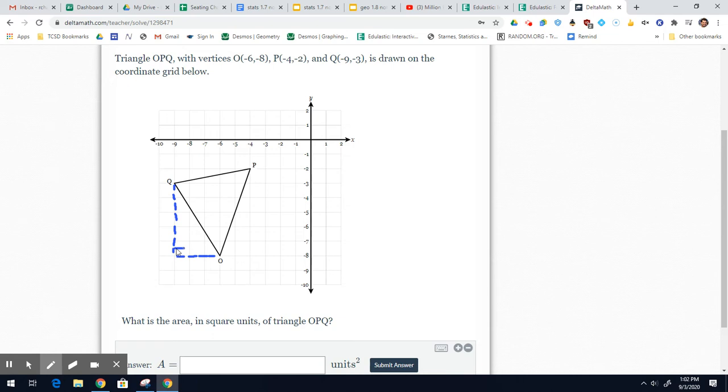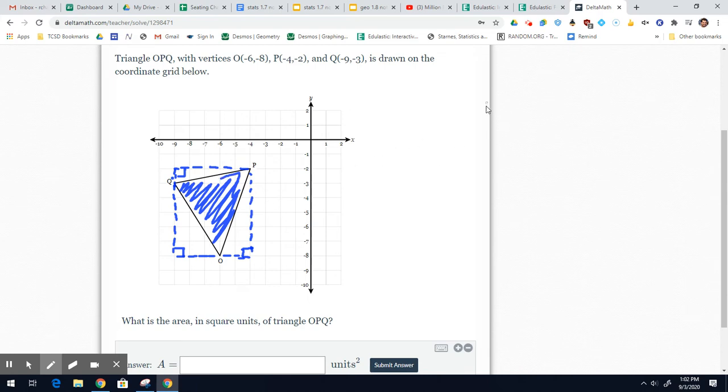I'm going to draw a dotted segment from Q down to O, to the right to O. And what I've done is I've just created a right triangle. I'm going to go over to where P is, and then up to P. And I create another right triangle, and then from P over to where Q is, and down to where Q is. And I created another right triangle. I have 1, 2, 3 right triangles, and I have a rectangle. I think I can find the area of the rectangle, and then I can subtract away the areas of the 3 right triangles, and that'll leave me with this area left over. And that's what I'm going to do.